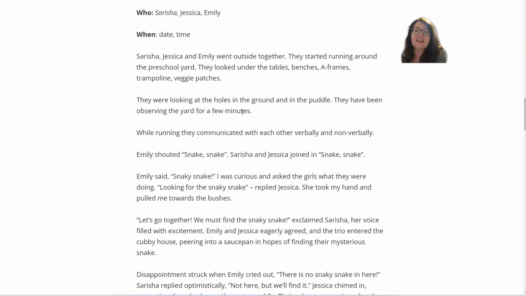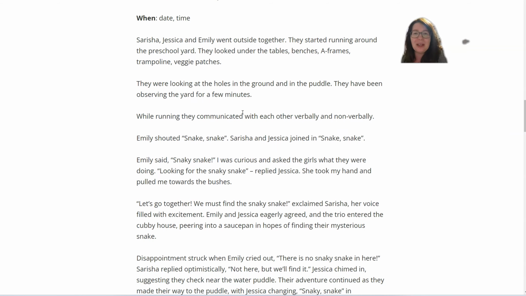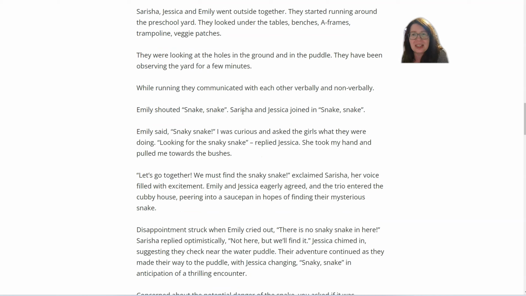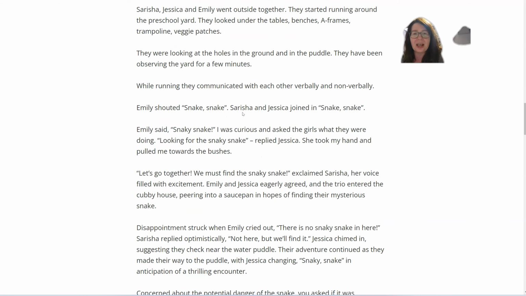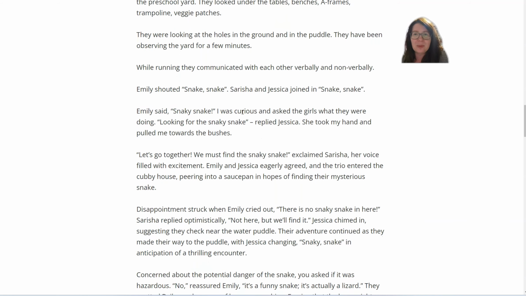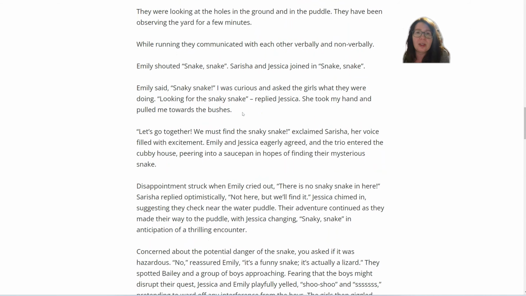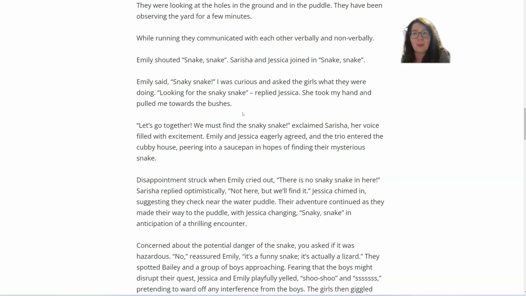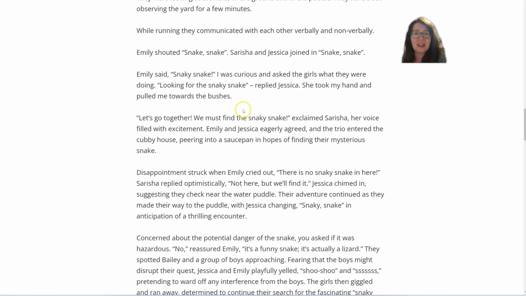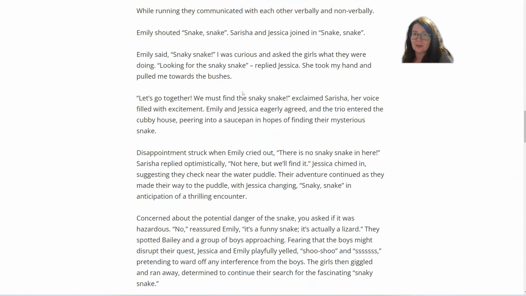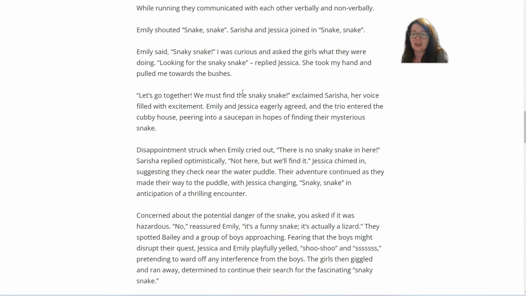Sarisha, Jessica, and Emily went outside together. They started running around in the preschool yard. They looked under the tables, benches, A-frames, trampoline, and veggie benches. They were looking at the holes in the ground and in the puddle. They have been observing the yard for a few minutes. While running, they communicated with each other verbally and non-verbally. Emily shouted, "Snake, snake!"